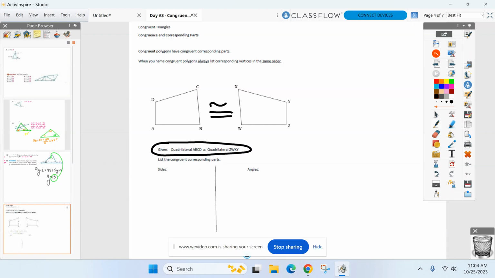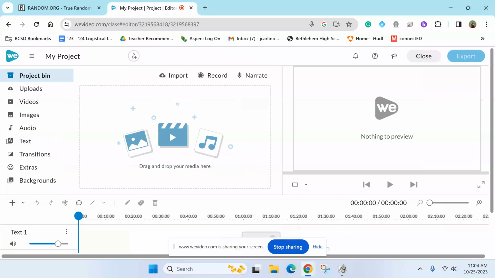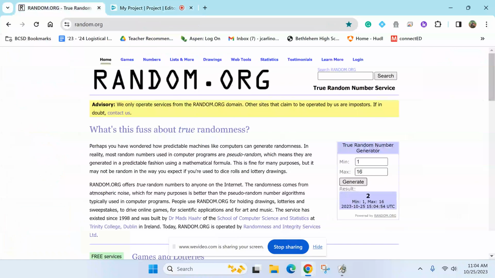In your mind right now, I need you to visually take quadrilateral ABCD and put it right on top of WXYZ. And what I want you to tell me first is, give me a pair of sides that would match up. Okay, can everyone do that visually? Put one right on top of the other. Give me two sides that would match up right now.